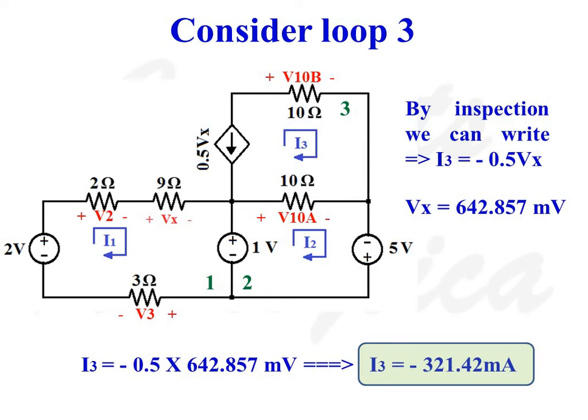Consider loop 3. By inspection, we can write I3 is equal to minus 0.5 Vx. As Vx is equal to 642.857 millivolt, we will get I3 is equal to minus 0.5 into 642.857 millivolt. So we will get I3 is equal to minus 321.42 milliampere.